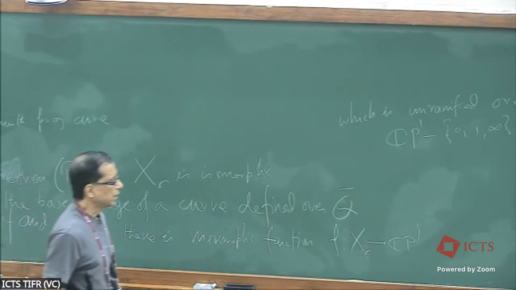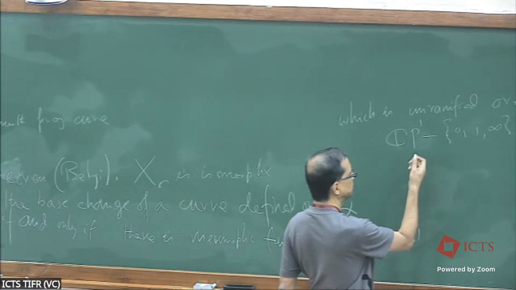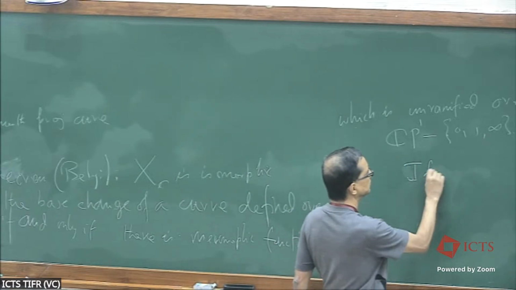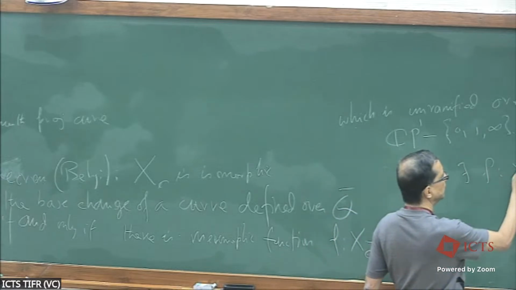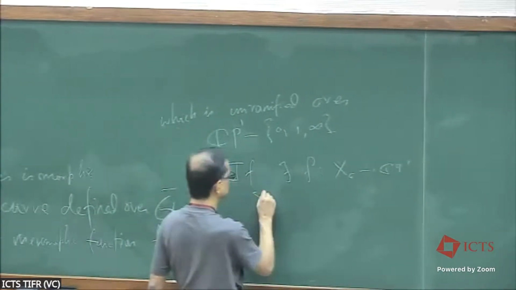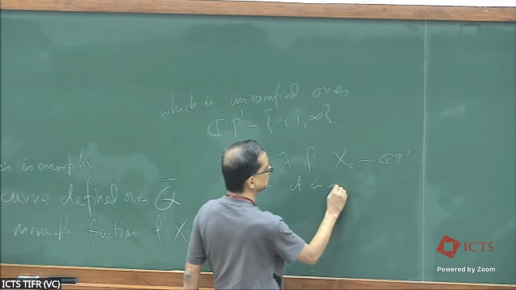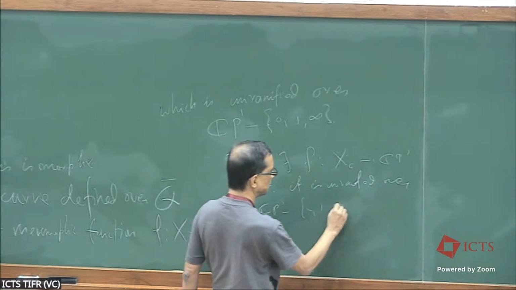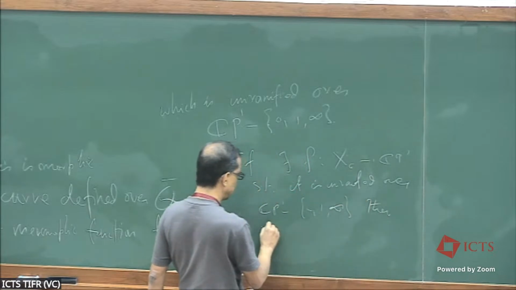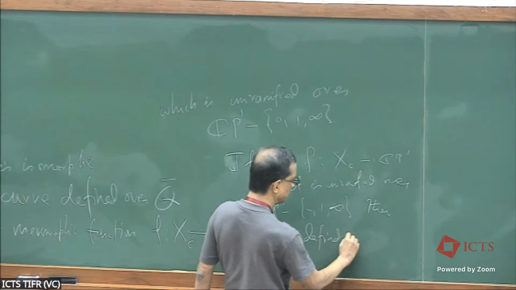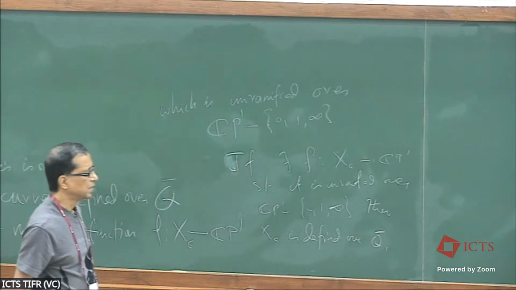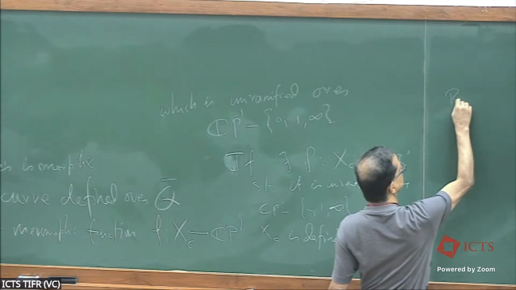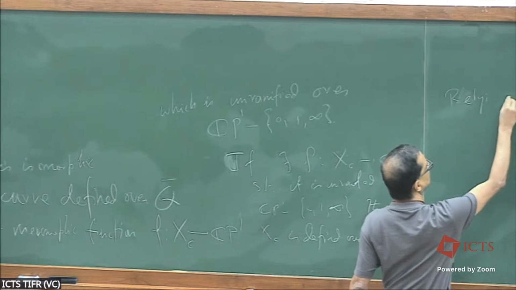Anyway, so the remarks: one way is clear. This is from a very old work of André Weil. It follows immediately that if there exists f from X_C to P1 which is unramified over CP1 minus 0, 1, infinity, then X_C is defined over Q bar. This follows from the remark of André Weil in old papers. The point of Belyi is the converse. Contribution of Belyi: the converse is true.